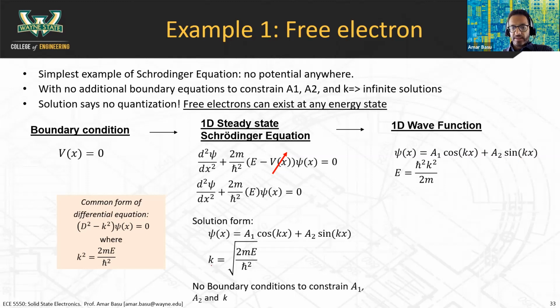So if we look at what K is equal to, 2mE over h squared. What this means is that if you can have any possible value of K, you can have any possible value of E. M and h are just constants, so those are just fixed numbers. If there's nothing constraining your K, then there's nothing constraining your E. What that means is that electrons can exist at any energy. Any energy. And in quantum mechanics, we say that there's no quantization here.